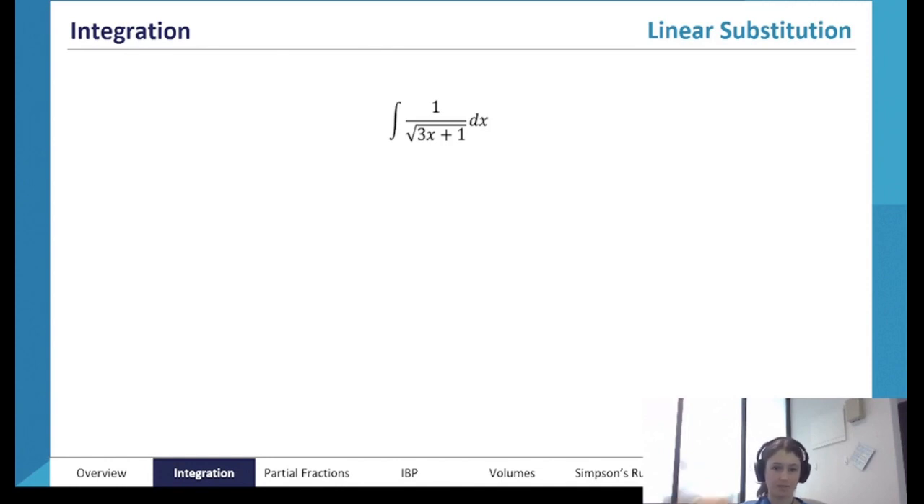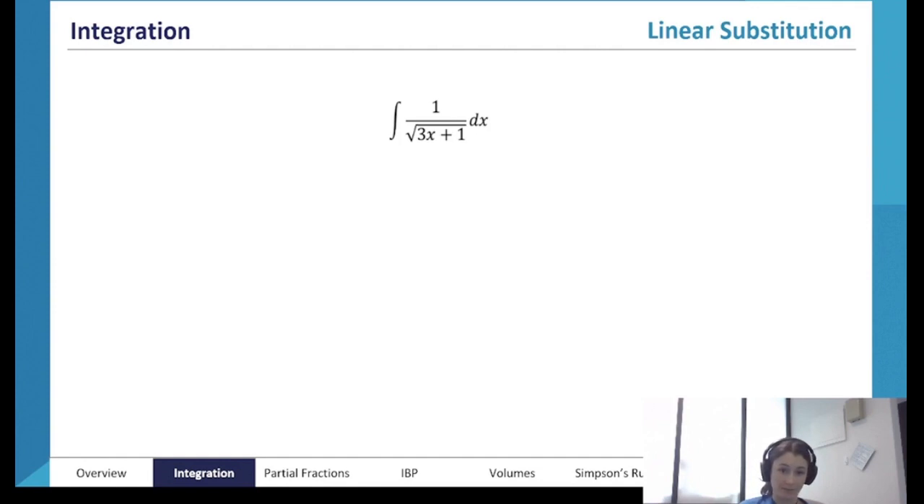Once you've practiced enough, they'll come to you more intuitively, but just when you're learning, it might be helpful. So right here we have 1 over root 3x plus 1. We have a linear component within another function. We can't integrate this normally using any of the formulas in our formula book, so we're going to have to use linear substitution.